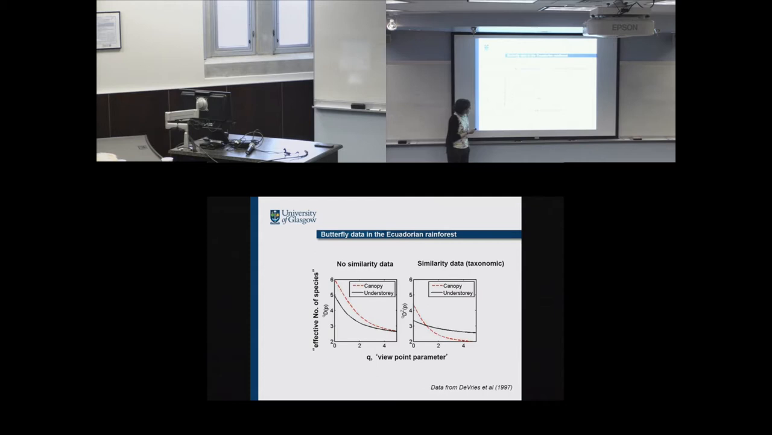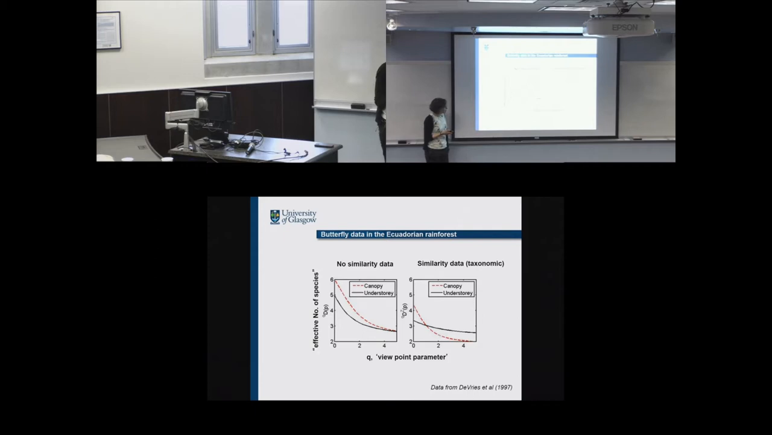And so what we can see is, depending on our viewpoint, if we just think about species richness, just counting the number of species, yes, the canopy is more diverse. But if we focus less on the rare species and think more about the abundant ones, then the picture changes, and it's the understory that's actually more diverse. So let's go back to the data and try and understand that.